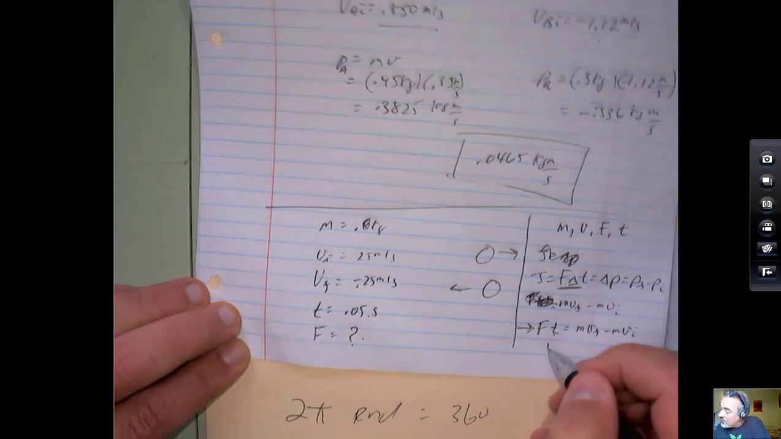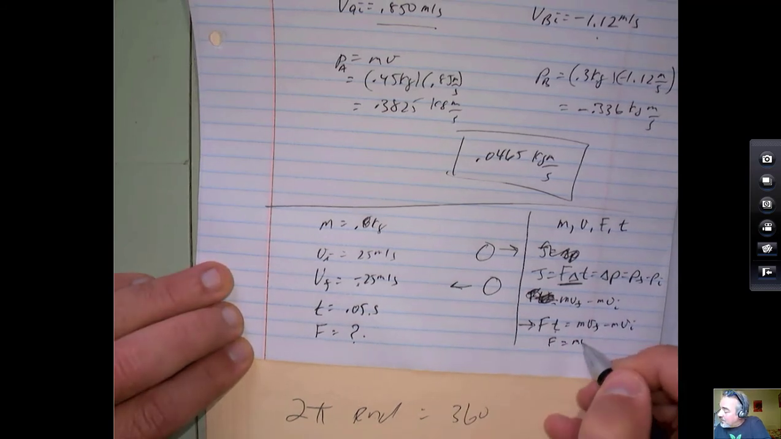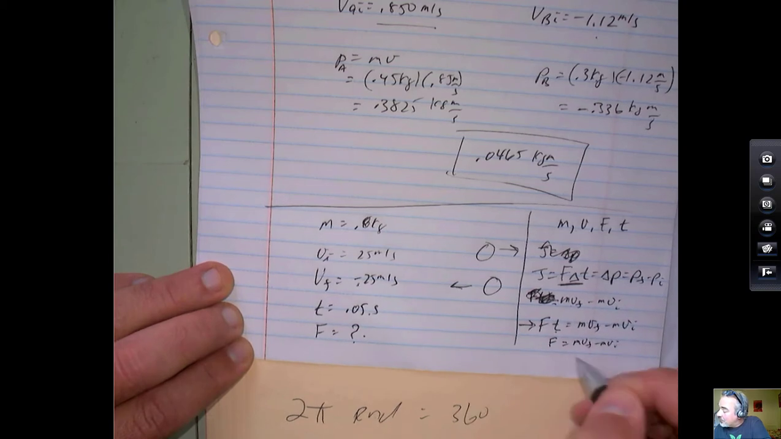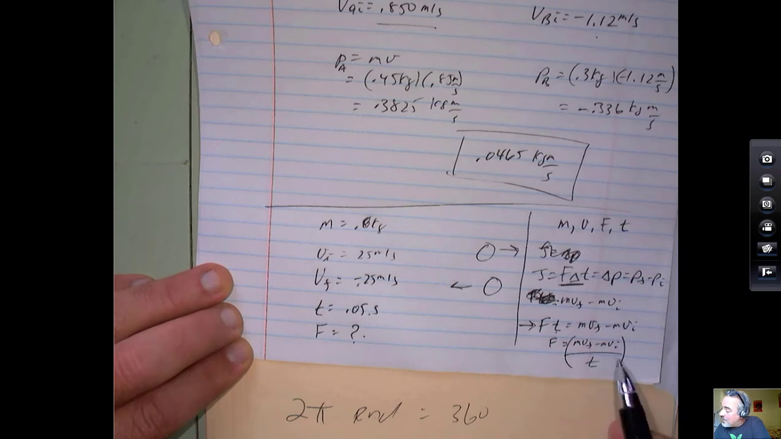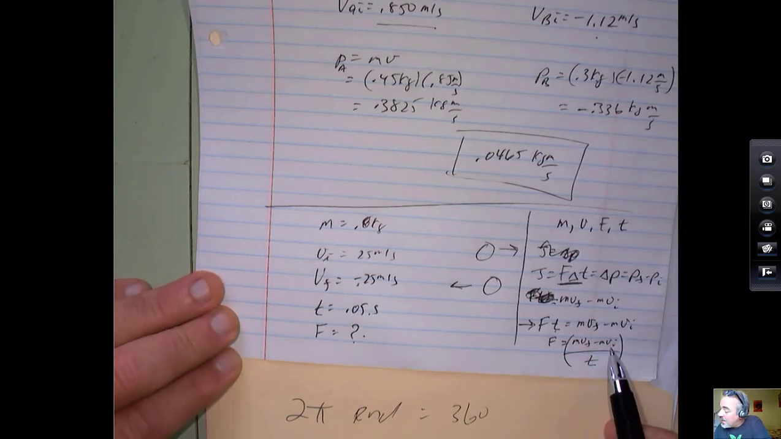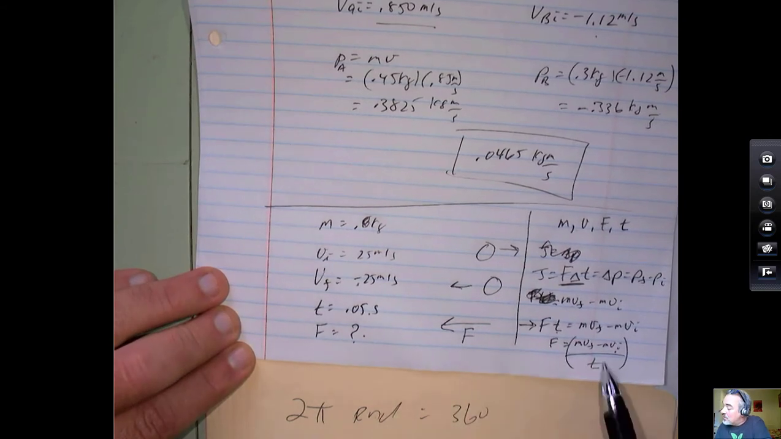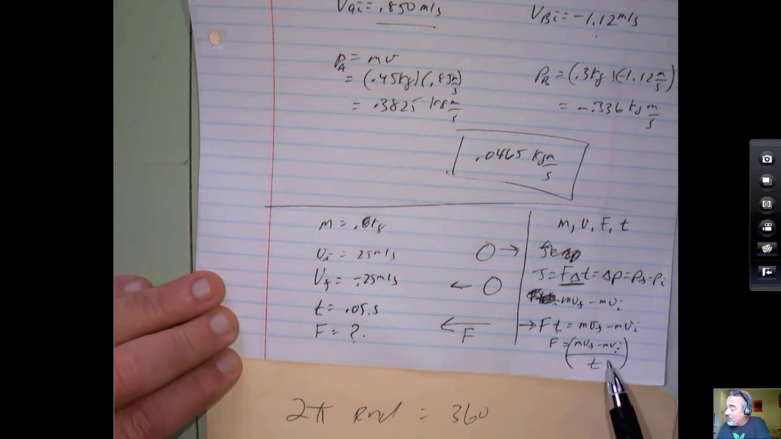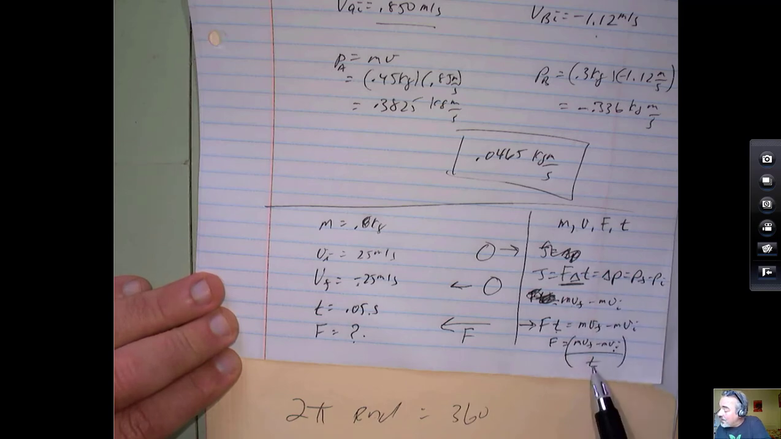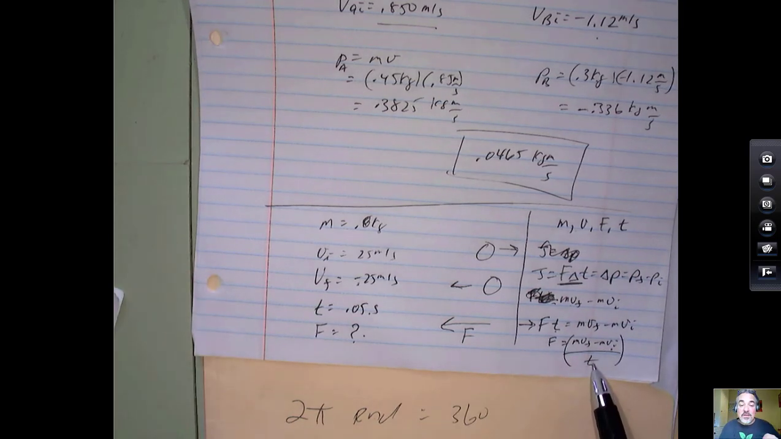So the force is mv final minus mv initial divided by the time. When you put in the numbers, this will come out to be negative. That's okay. It just means the force is in this direction, and the answer just wants the magnitude of the force. So I'll leave that to you to put in. Okay, very good. Let's take a look at the next one.